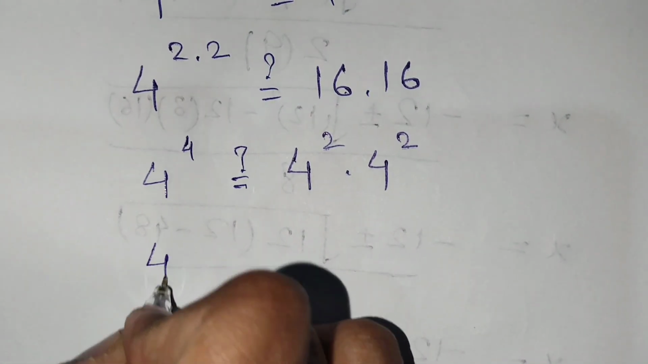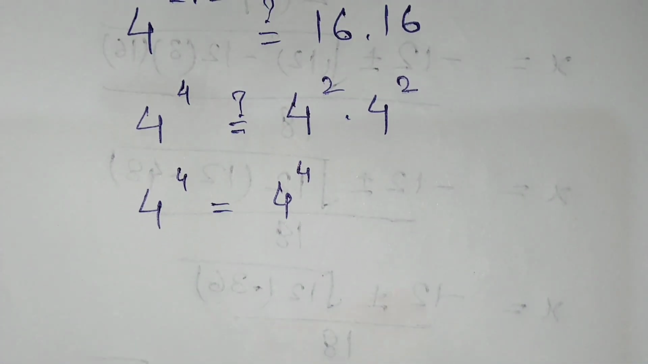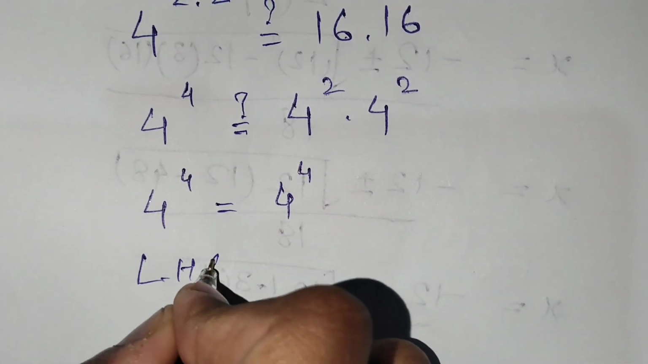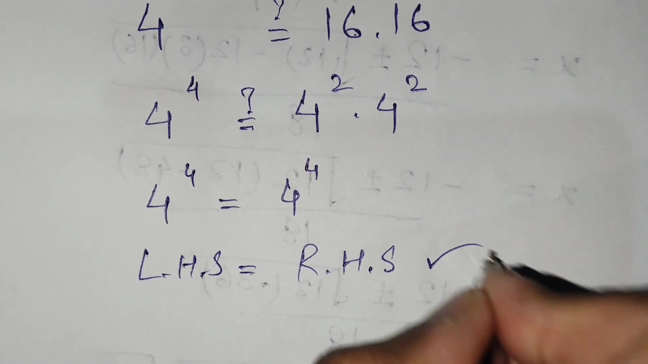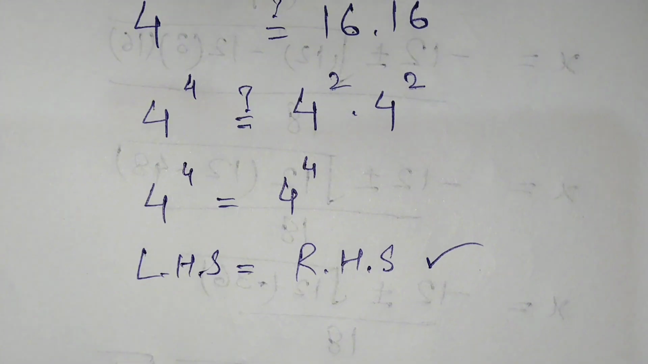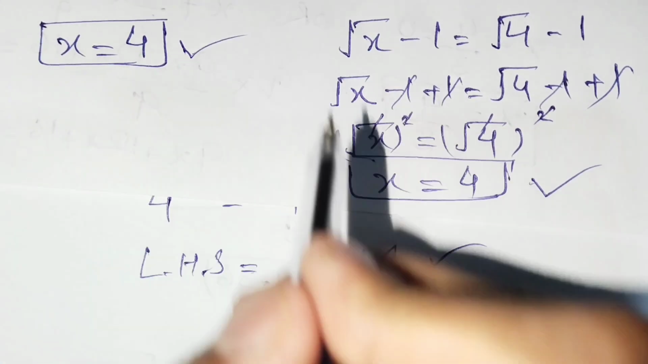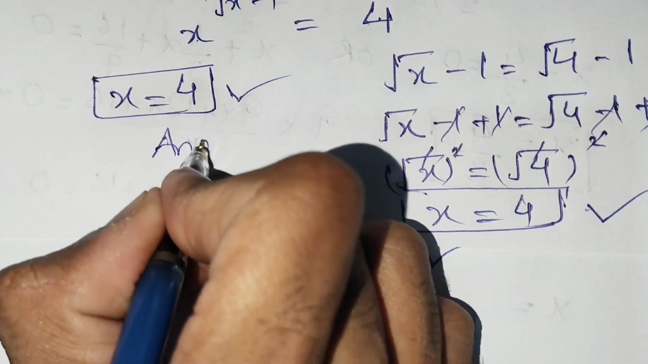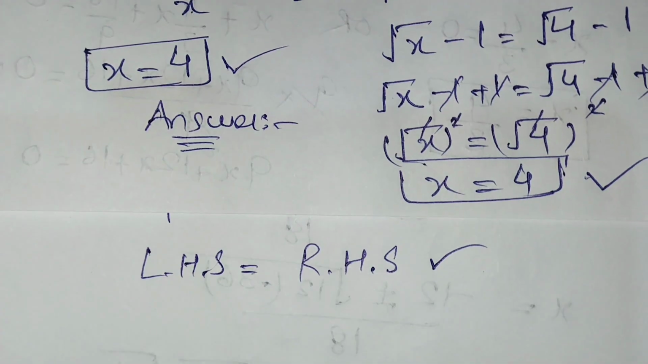So 4 power 4 is equal to 4 power 4, which means the left hand side of the equation is equal to the right hand side, and our value of x, which is 4, is correct from both the cases, and this is the final answer. This is the way to solve this question.